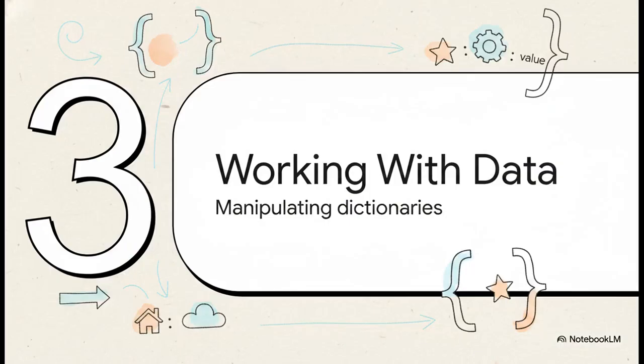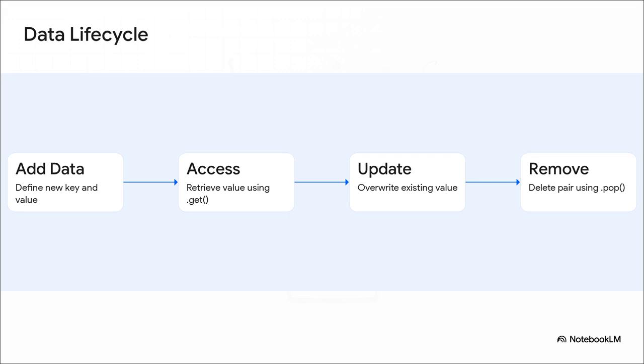All right, Section 3, Working with your data. Think of the data lifecycle a bit like managing a digital profile. You've got 4 main steps. First, you start by adding data, defining a key and a value. Second, when you need it, you access it. You're just asking Python, hey, what's the value for this key? Third, because things change, you can update it. It's like changing your password. You just overwrite the value mapped to that specific key. And fourth, if it's no longer needed, you can completely remove it using the .pop method. It's exactly like popping an item right out of your digital shopping cart.